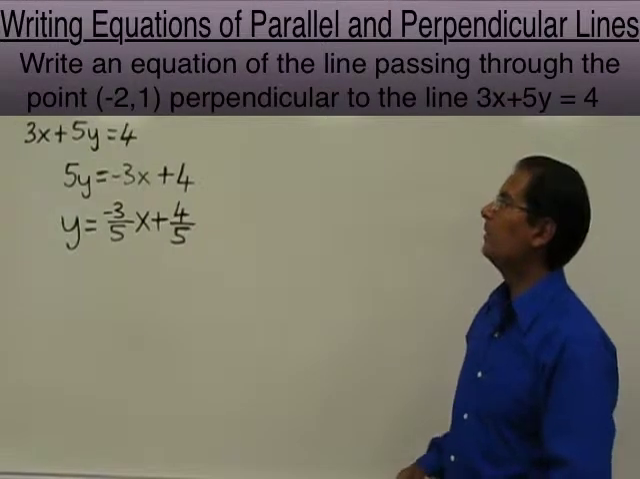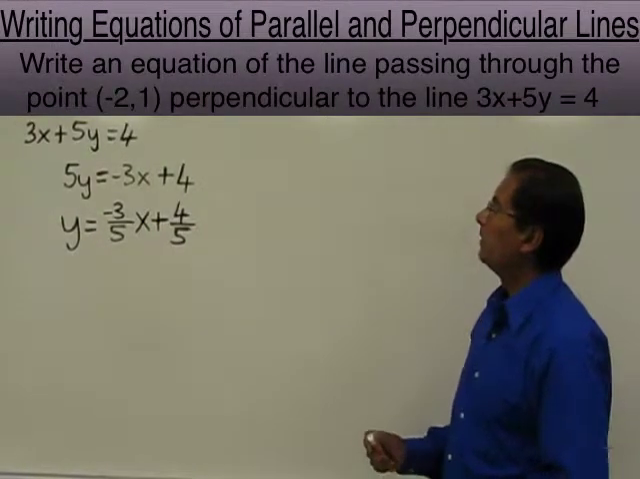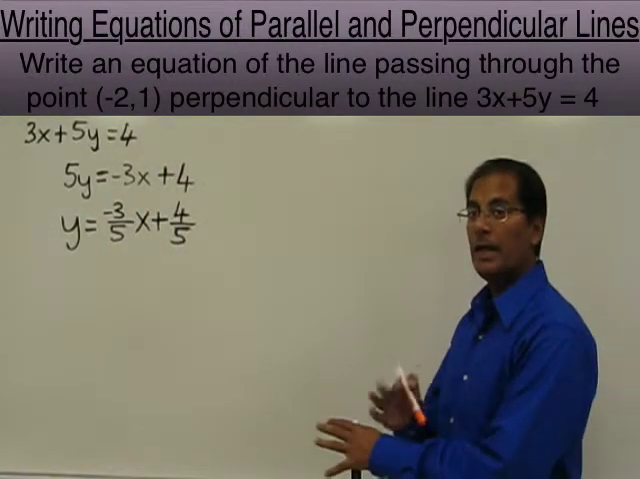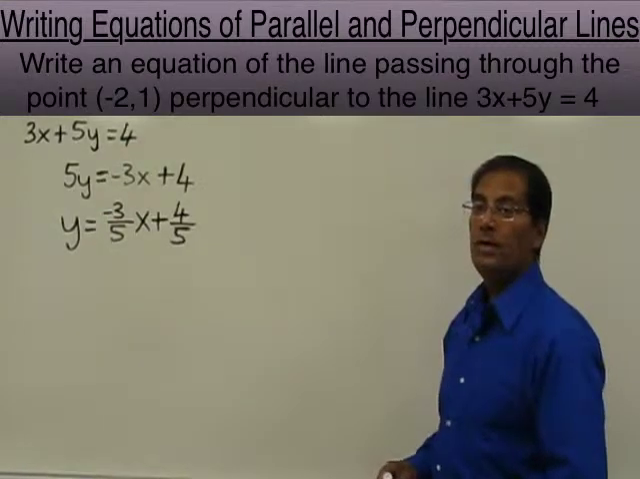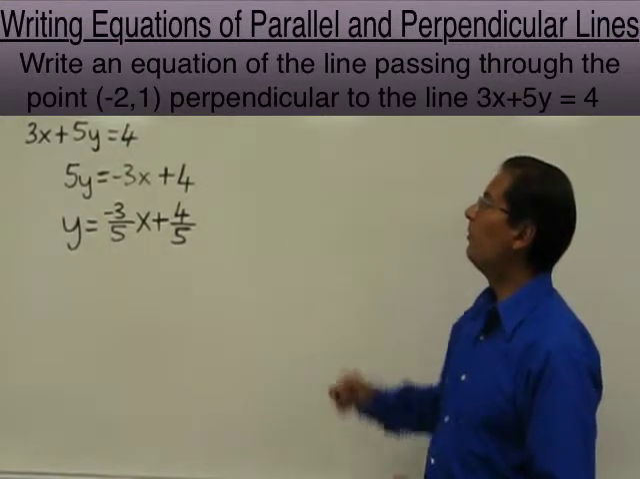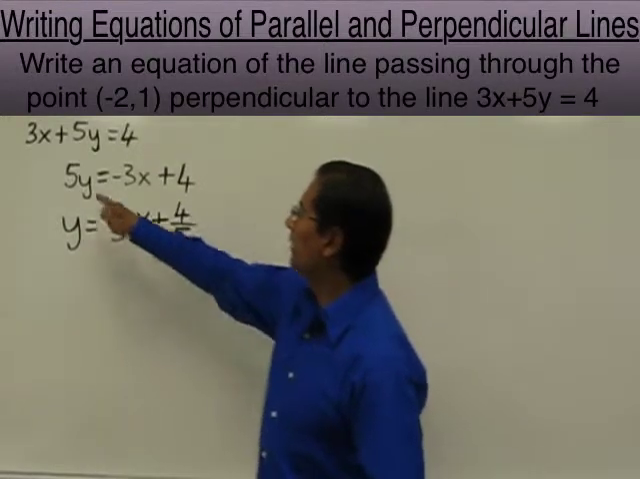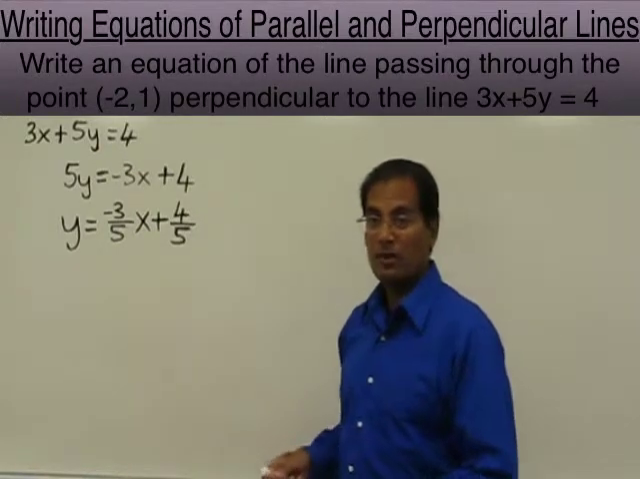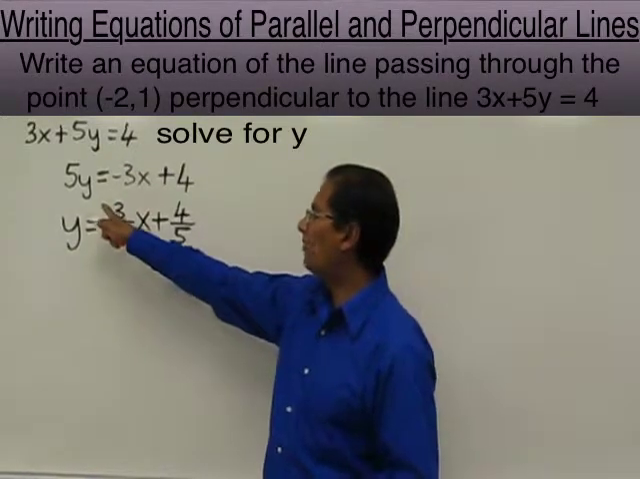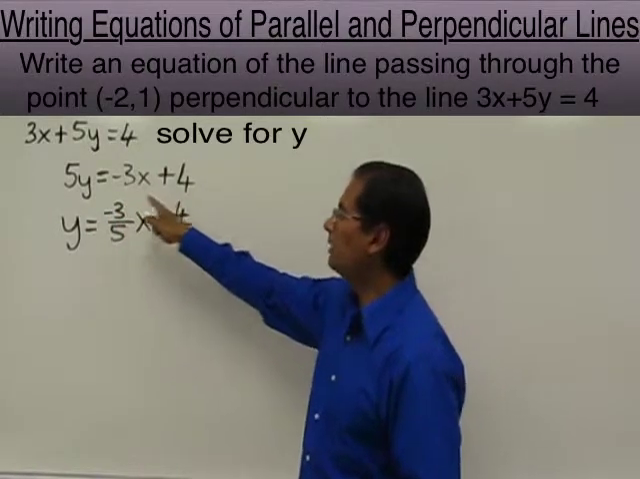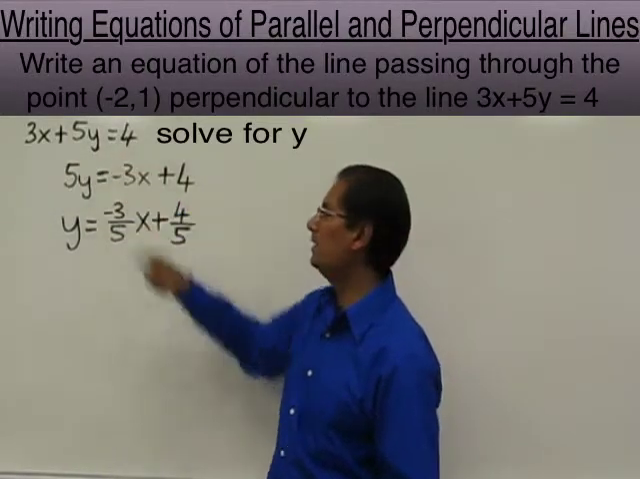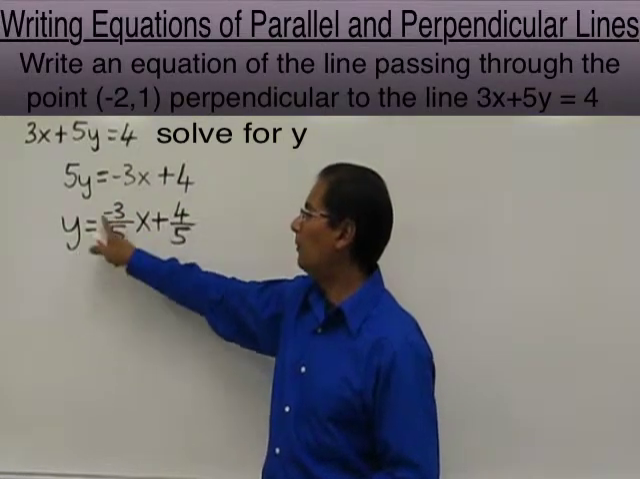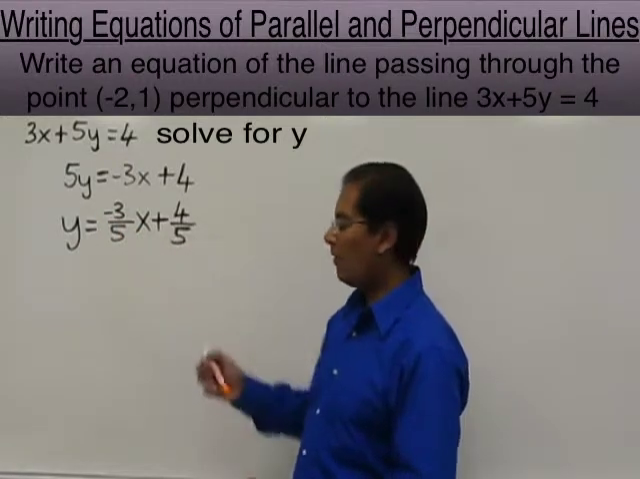Here's another example. Write the equation of the line passing through the point (-2, 1). Perpendicular means at right angles. Perpendicular to 3x + 5y = 4. So we have to solve this for y to find the slope. So we solve it for y, we get 5y equals negative 3x plus 4. In other words, I move the 3x over, subtract it. And then I have to divide everything by 5. So we will get y equals negative 3/5 x plus 4/5.